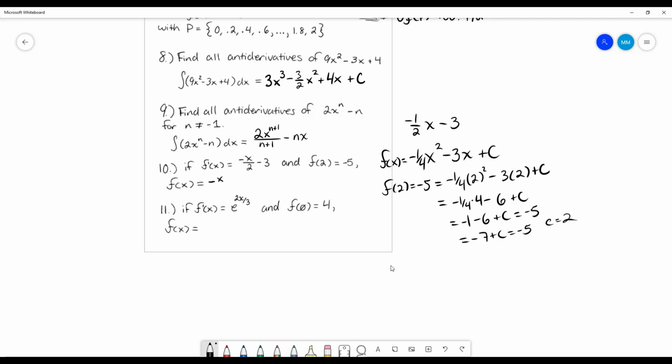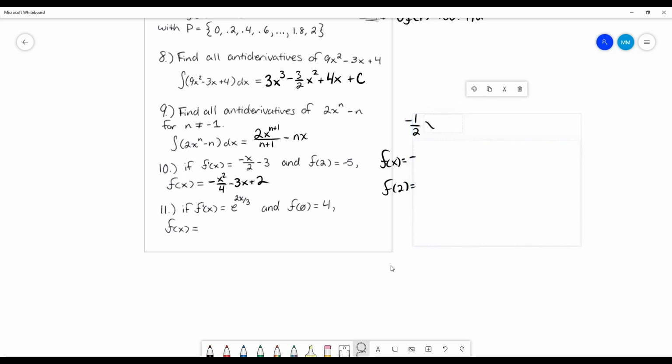So, oops, boom. And now, same exact thing, but for the next problem. So our derivative is e to 2x divided by 3, and we know that f of 0 equals 4.